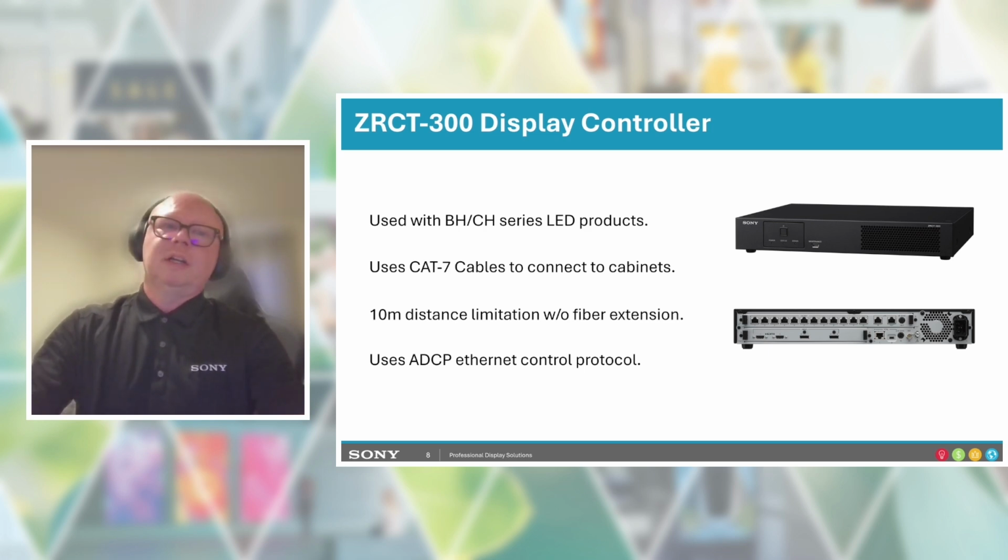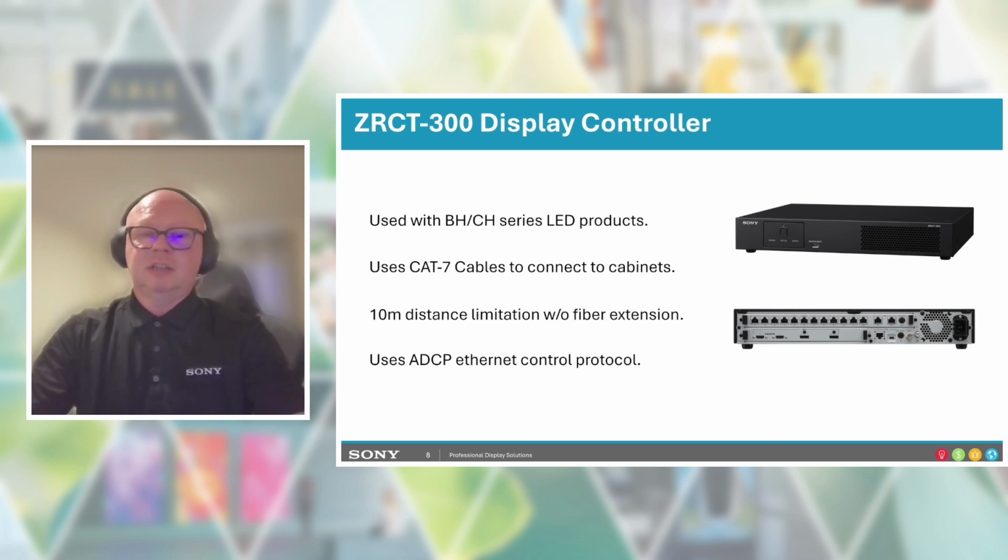So we're going to talk more about this ZRCT controller for the BH and CH space. One of the things you're going to learn today is that our controller uses Cat7 cables to connect between the controller itself and the cabinets. As you can see in this picture of the back half of the controller, there are 12 ports on the left. Those 12 ports use standard Cat7 cables to go to the back of the cabinets, to what we call the home runs of the cabinets.